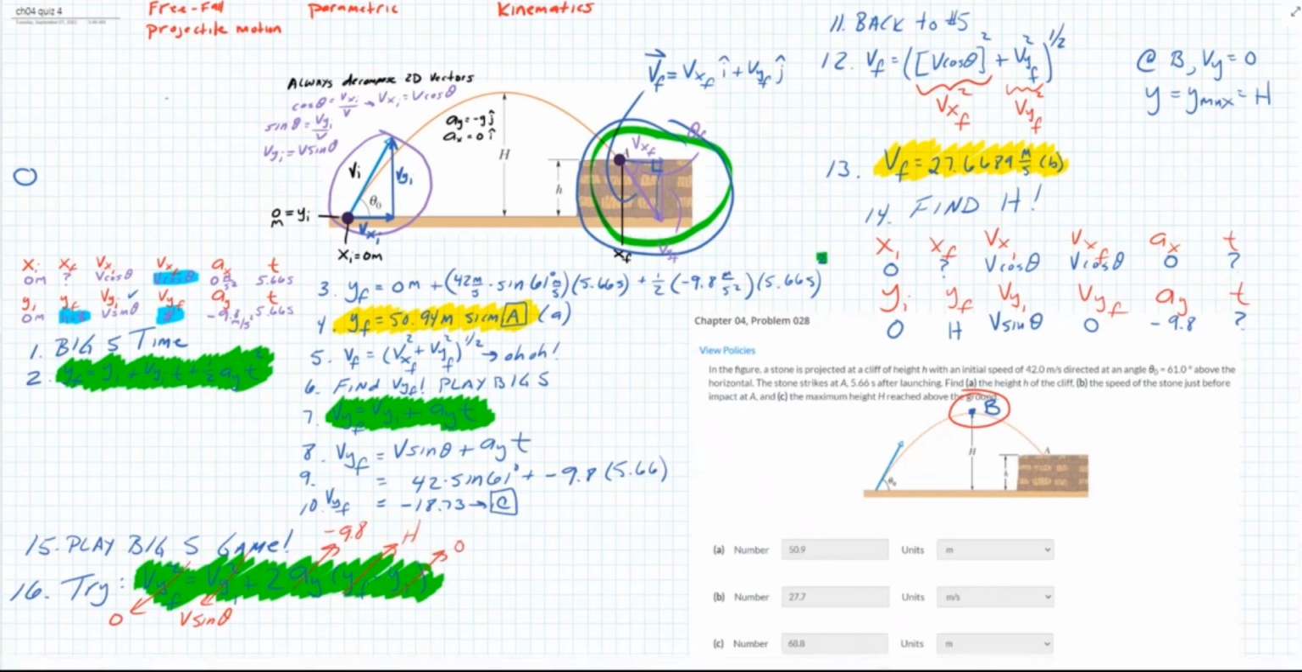So I think playing this big 5 game the way I did, I can say number 17 is just solve for big H. Let us solve for big H. Don't forget to square this. I wrote it down like this, but this is V sine theta squared. Okay, so let's solve for big H, which is y final. I did indicate that. Okay. Numbers.